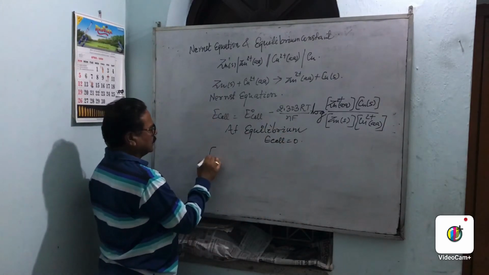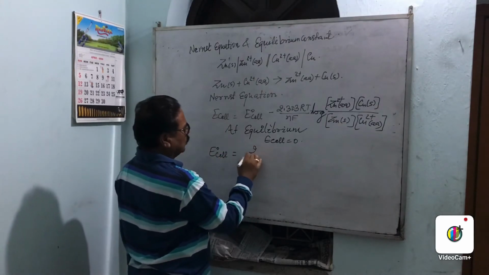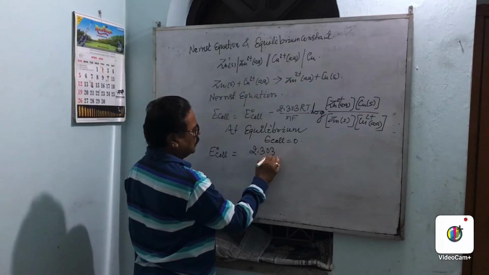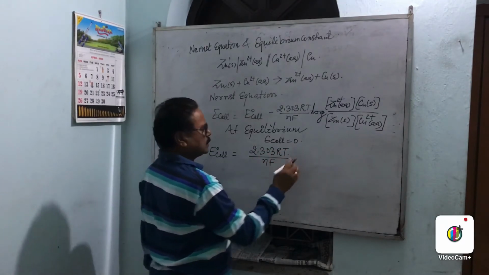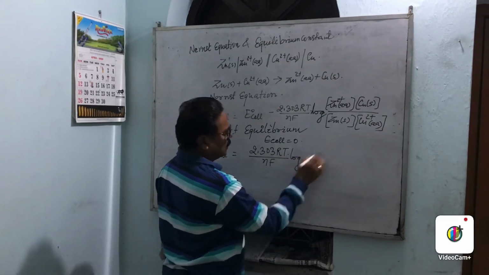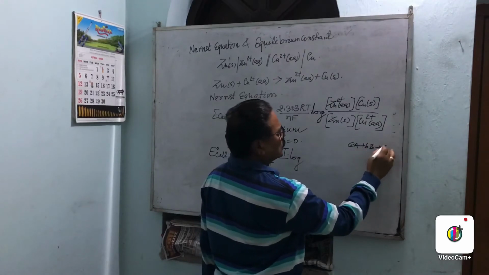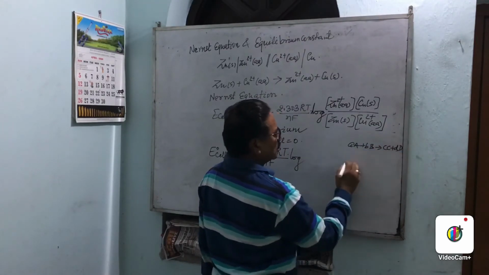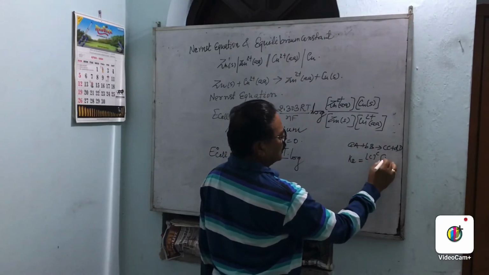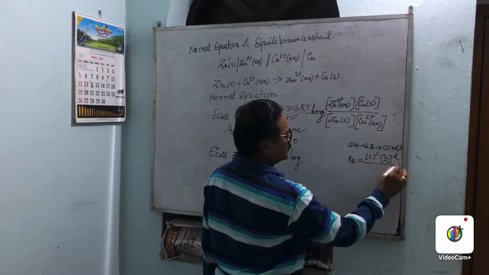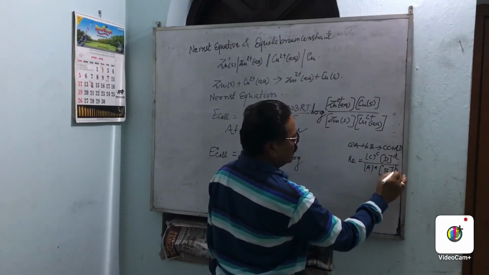So we can write it as E0 cell is equal to 2.303 RT by nF, log of the reaction aA + bB equal to cC + dD. So Kc is written as Kc is equal to [C]^c [D]^d divided by [A]^a [B]^b.